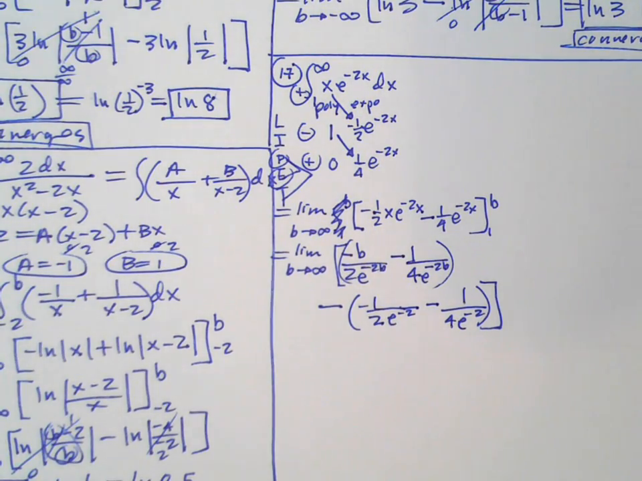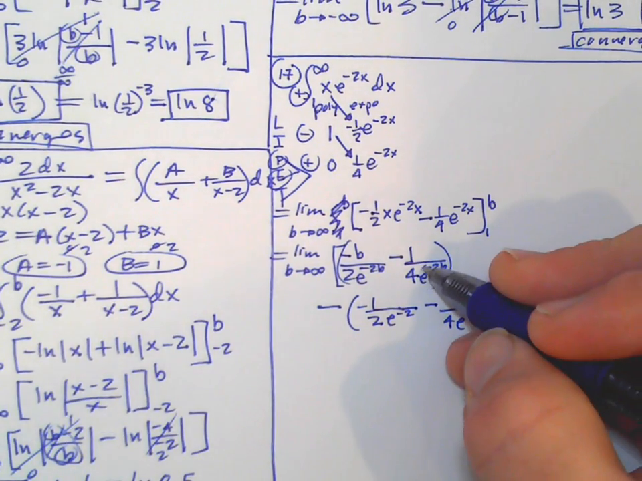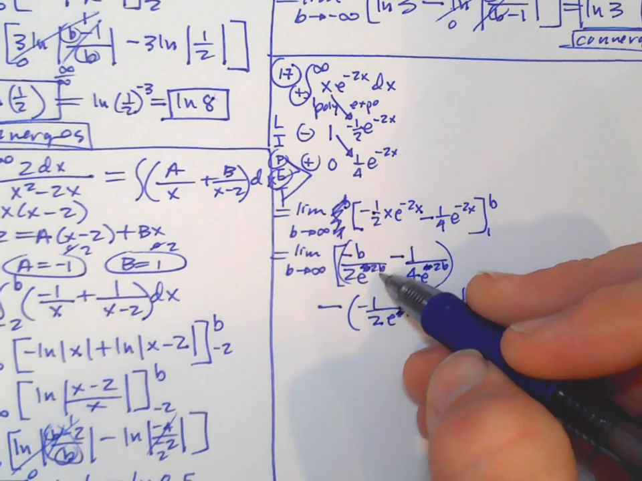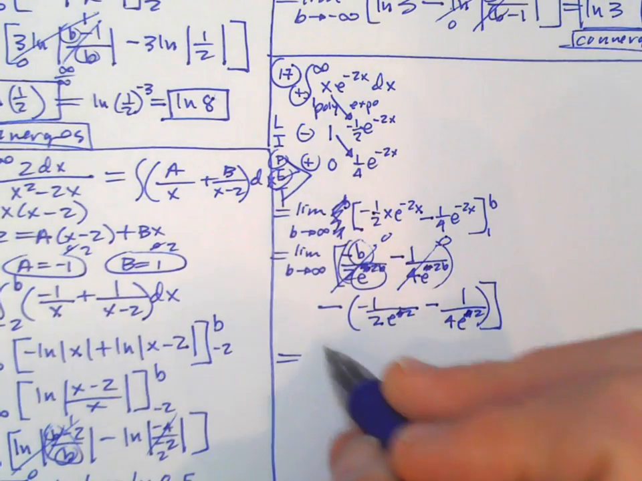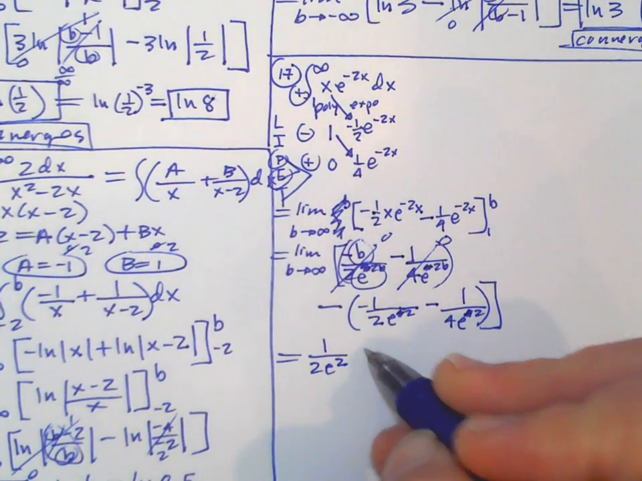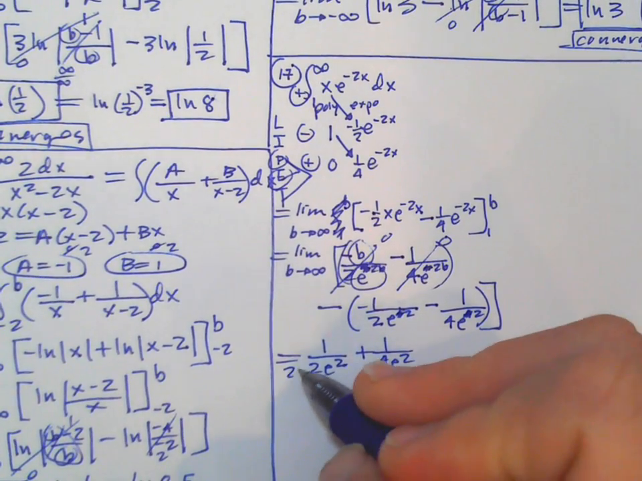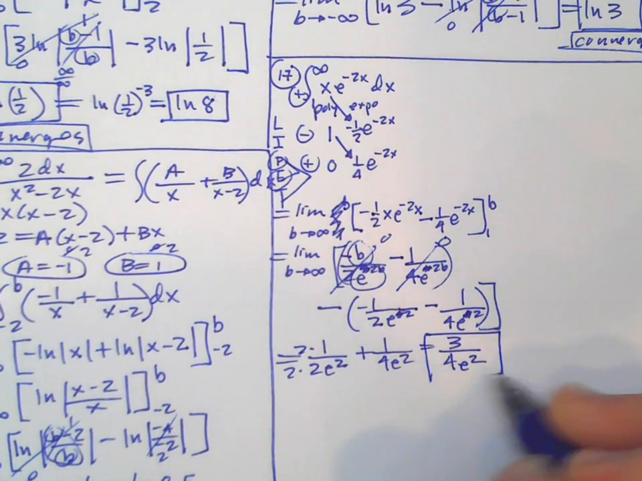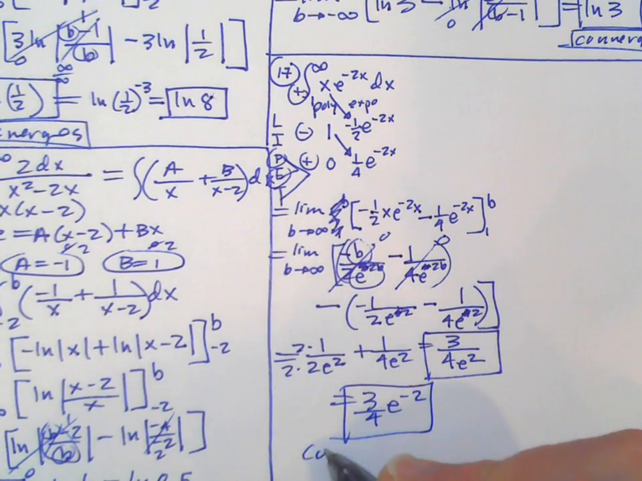All right, what happens when we plug infinity in? These guys, and I rewrote the negative exponents as positive, so it should not be negative anymore. Now what happens if b goes to infinity? You get infinity over infinity, but the bottom term is dominating the top. That's going to go to 0. That's going to go to 0. Your answer is just going to be 1 over 2e squared plus 1 over 4e squared. And I think we could probably write that answer a little more compactly. Least common denominator, that's 3 over 4e squared. Or you could rewrite it back as a negative exponent, I guess. But it converges.